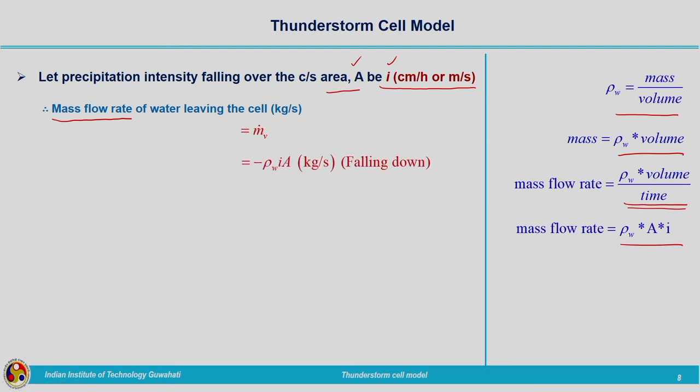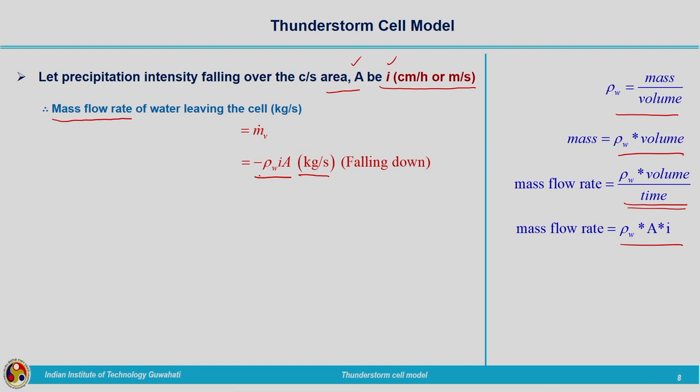That we are going to substitute here, m dot v is nothing but minus rho w I A kilogram per second. The mass is getting taken away from the mass of the vapor. We have already mentioned earlier in one of the lectures that if the evaporation process is taking place, this m dot v will be positive, and in the case of condensation, this m dot v will be negative. Here it is related to precipitation that is produced due to condensation, and some of the mass from the water vapor is converted to liquid form. That is why we are putting the negative sign over here. So, our m dot v can be substituted by minus rho w I A.